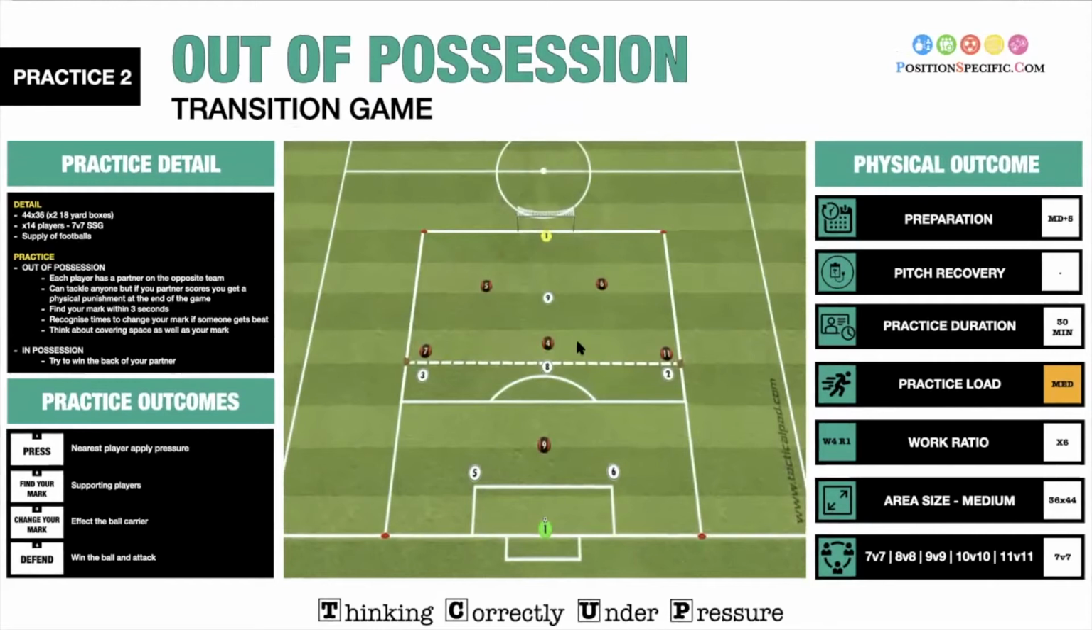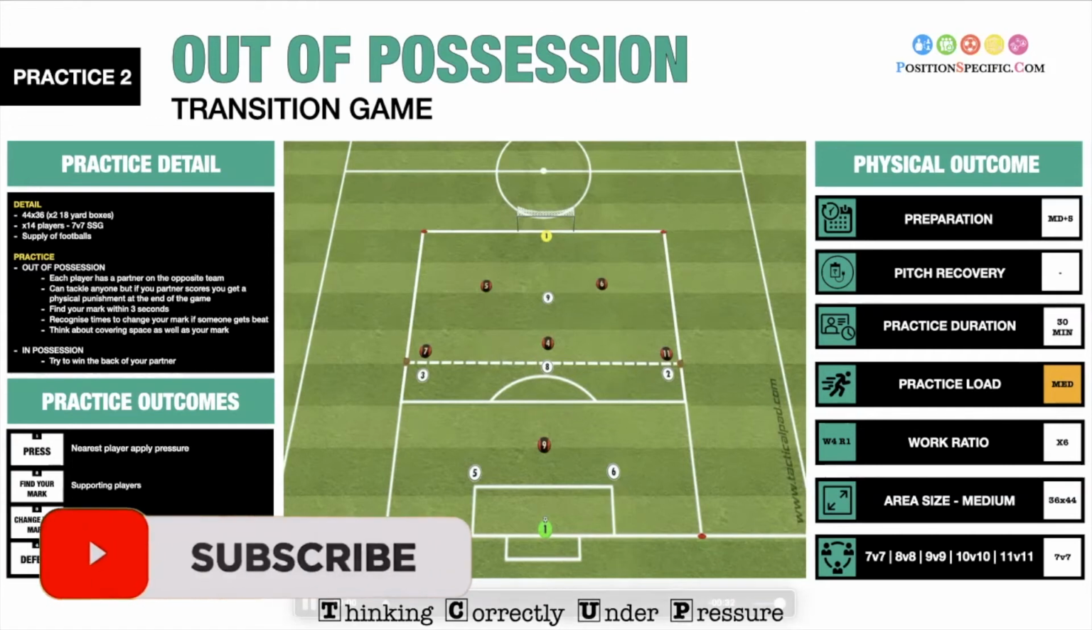We then moved on to a little transition game. So first game, each player had a partner on the opposite team. They could tackle anybody, but if their partner scored, they had to do a little forfeit. And then it was just trying to get the players to think about finding the mark within 3 seconds, recognising when to change the mark. So is somebody in a better position or in more of a dangerous position than your mark? And this was just to get the players switched on for the weekend's game.